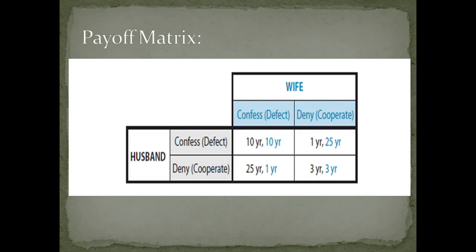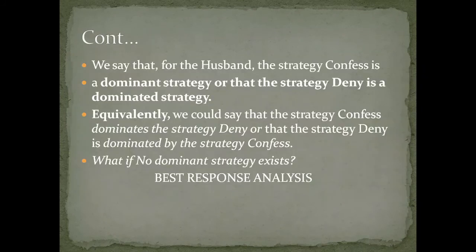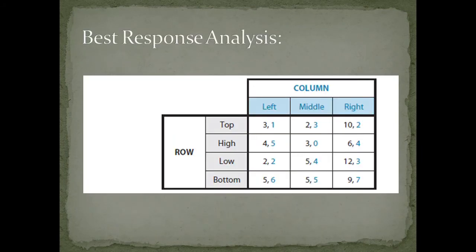Now over here you have seen that a dominant and dominated strategy exists. What if there is no dominant or dominated strategy? Then what is the way of finding a Nash equilibrium? That's where the best response analysis comes in. Now this is a normal form game. Let's say there's a row player and a column player, and for the row player, these are the 4 strategies available: top, high, low, bottom. And for the column player, these are the 3 strategies available. These are the payoff matrices.